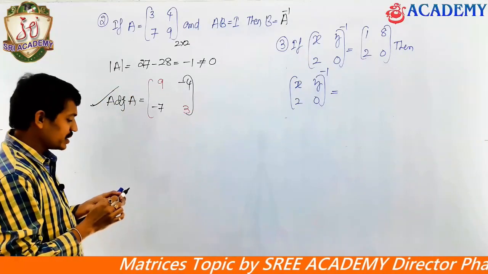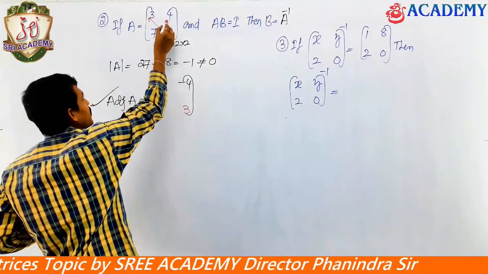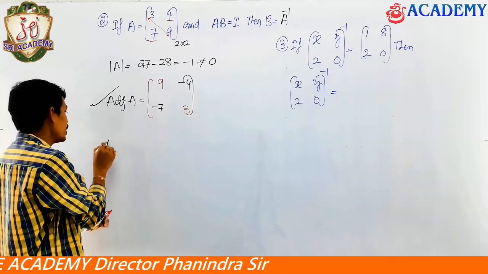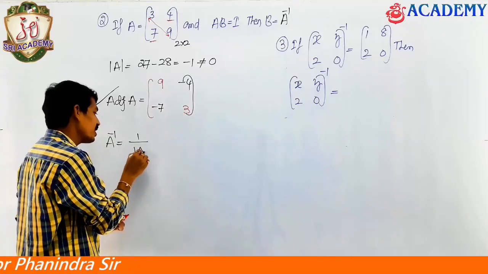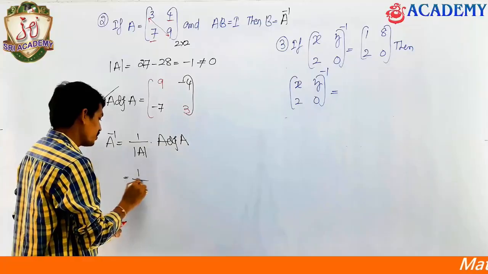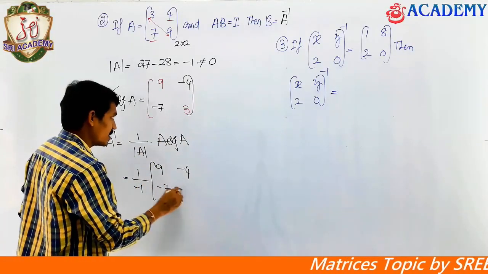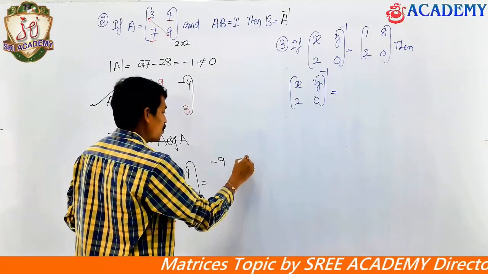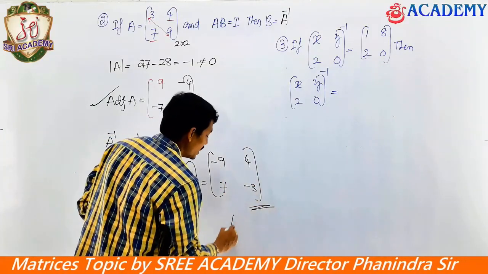What we are doing means indirectly we are interchanging this element, and the remaining elements we multiply with minus. Now the formula of the inverse matrix is nothing but 1 by determinant of A into adjoint of A. That is 1 by minus 1 into adjoint, which is 9 minus 4 minus 7 3. You have to multiply with minus, that is minus 9 4 7 minus 3. This minus will change your life. This is the A inverse matrix.